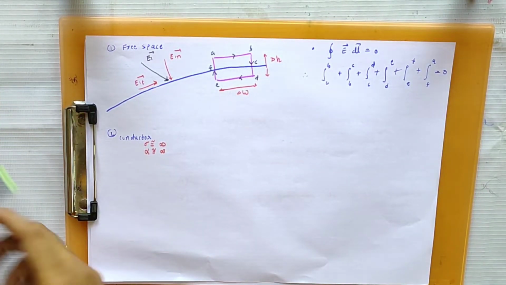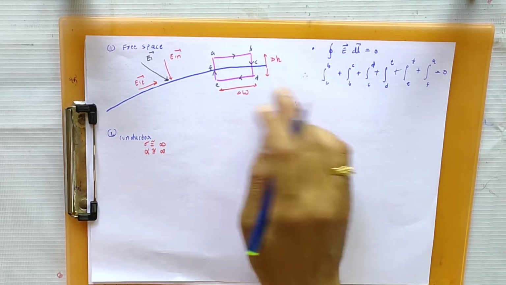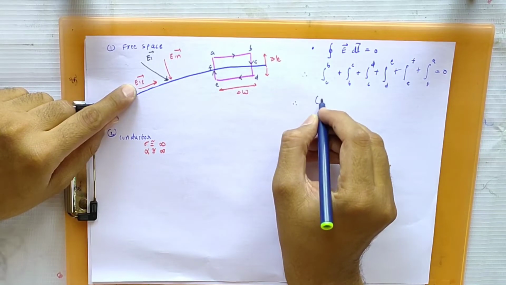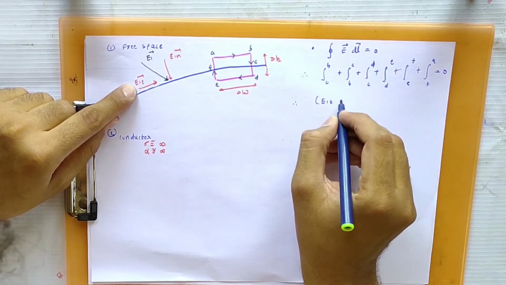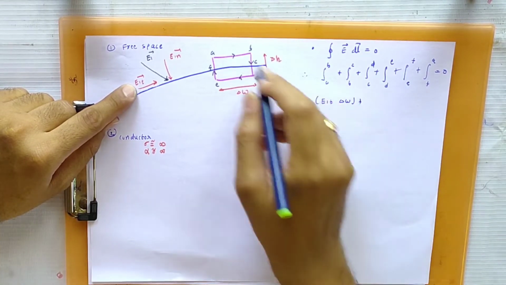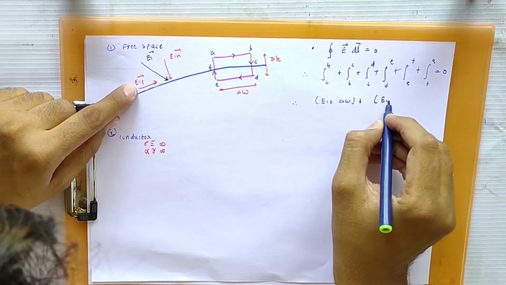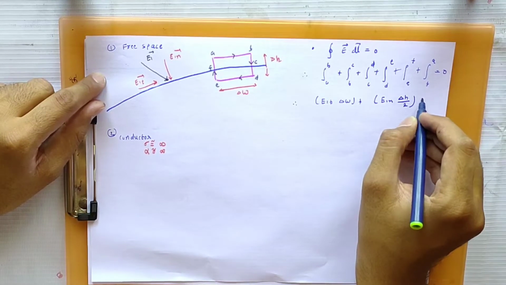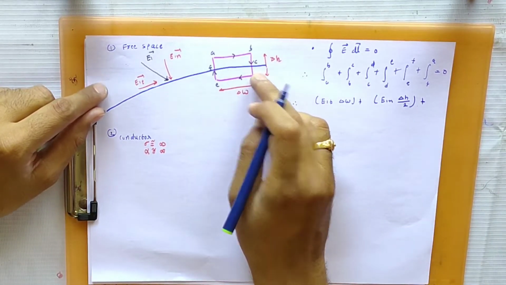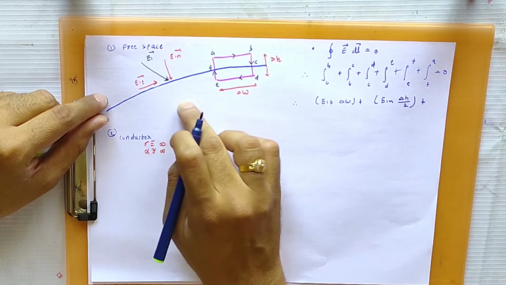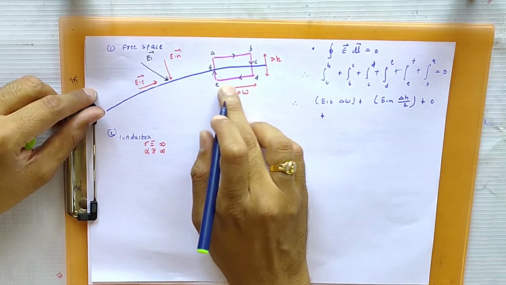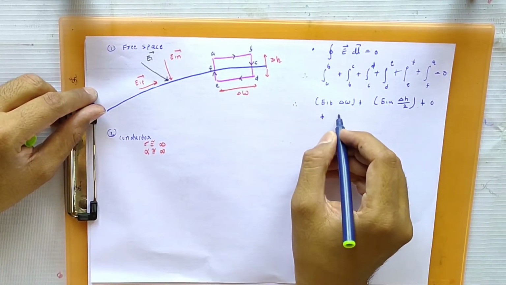Now I do the first calculation for A to B. E1T is in the same direction, so here it is E1T delta W. For B to C it is E1N delta H by 2. For C to D no component is present, so it is 0. For D to E, no component is present in the second medium, so it is 0.